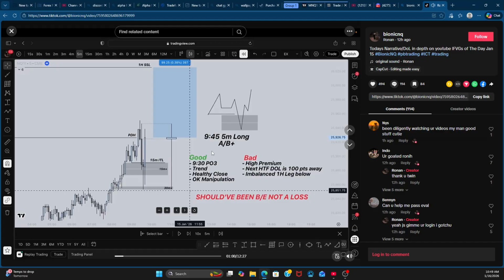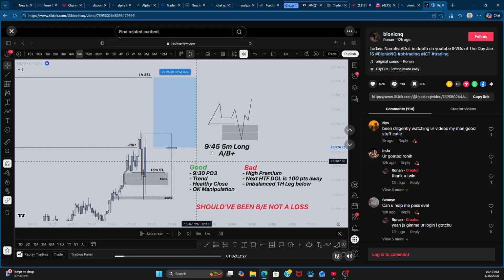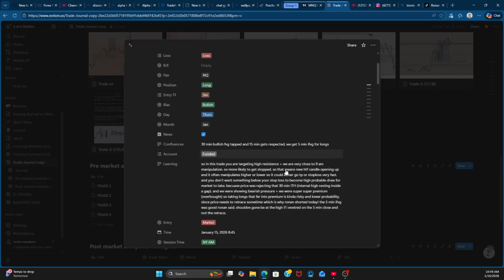You are in a super high premium. Another thing to note is the distribution, right? We are 100 points away from the next sell side liquidity pool, and the imbalance won out. So, what I wrote for this trade. So, this trade, you are targeting high resistance. Plus, we are very close to 9 a.m. manipulation. So, more likely to get stopped.